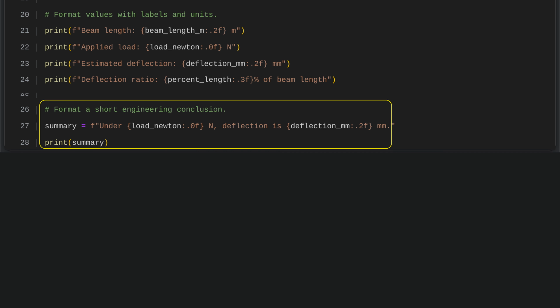Beam deflection is found by dividing the applied load by the stiffness, giving the bend in meters. For practical interpretation, this value is converted to millimeters by multiplying by 1,000. The same deflection can also be expressed as a percentage of the beam length by comparing the deflection in meters with the total length and multiplying by 100.